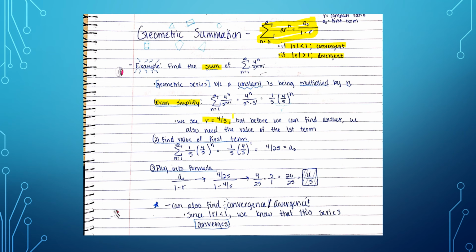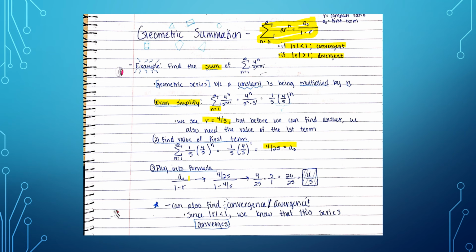Before we can find the answer, we also need the value of the first term. Because the first term is n equals 1, we will be plugging in 1. When we plug in 1, we get 1/5 times 4/5, because 4/5 to the first power is just 4/5, and that gives us 4 over 25.